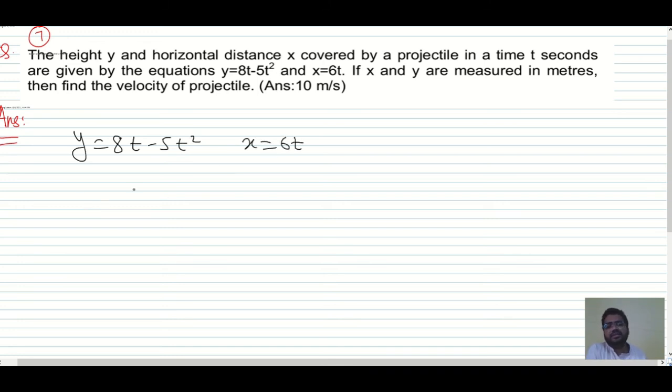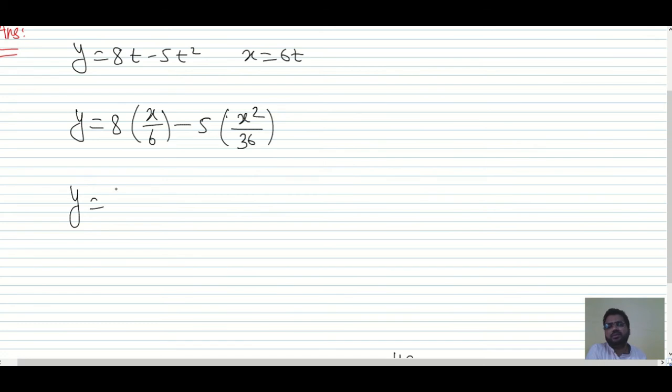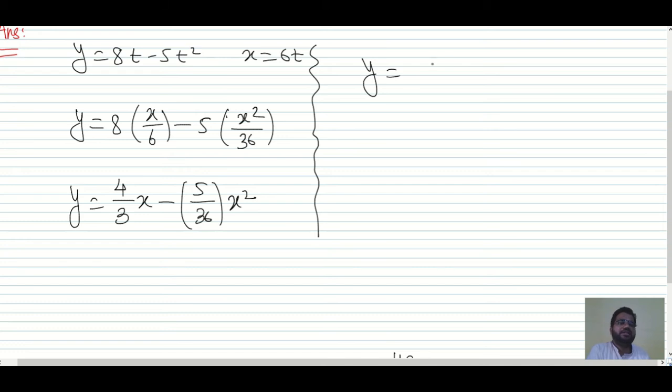So we can find the equation of projectile. If you put t is equal to x by 6, you will get y is equal to 8 into x by 6 minus 5 into t squared, which is x squared divided by 36. So now y is equal to 4 by 3 x minus 5 by 36 into x squared. Now you can compare this with the equation of projectile, and what is that equation? y is equal to x tan theta minus g x squared divided by 2u squared cos squared theta, right?